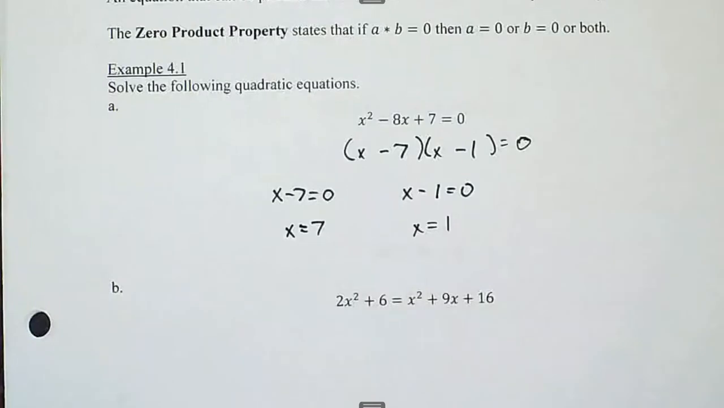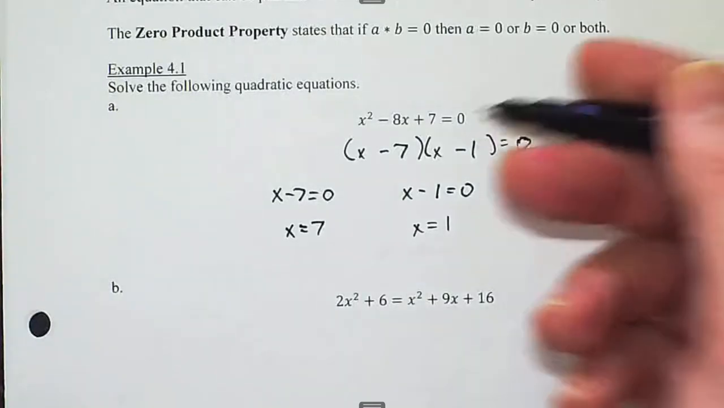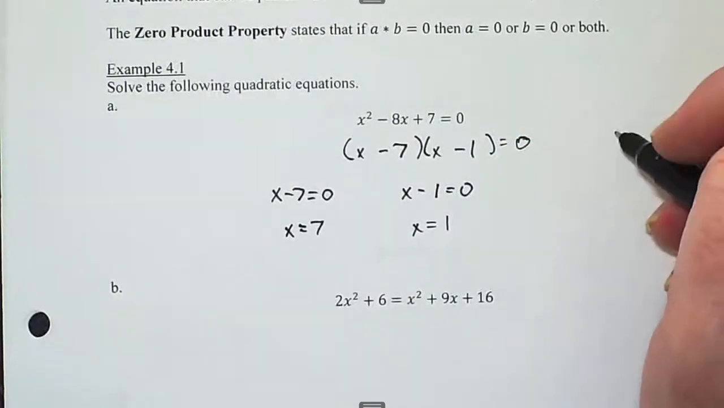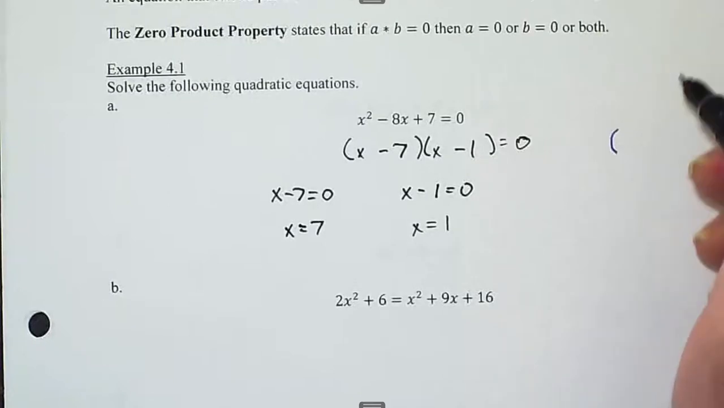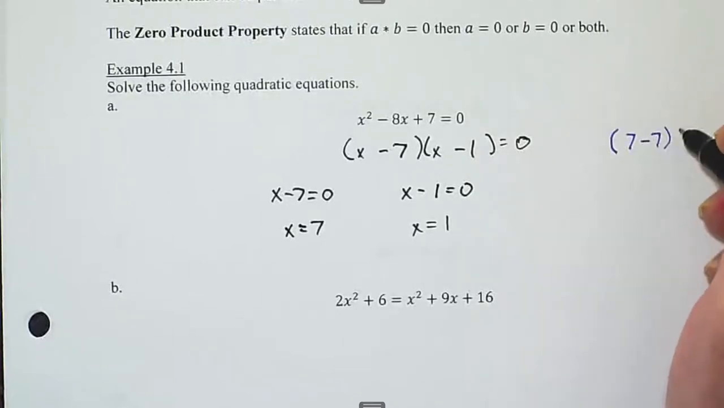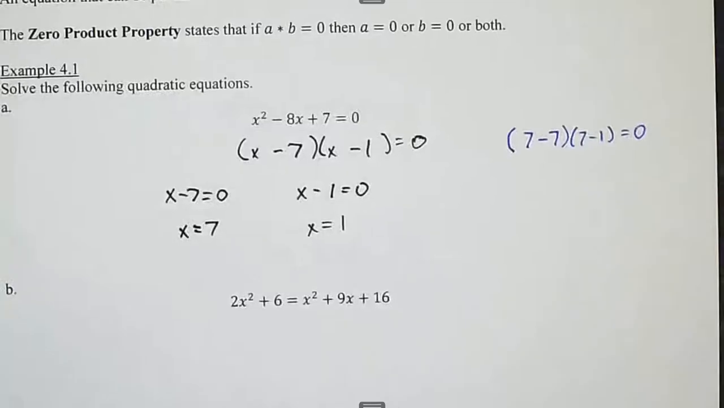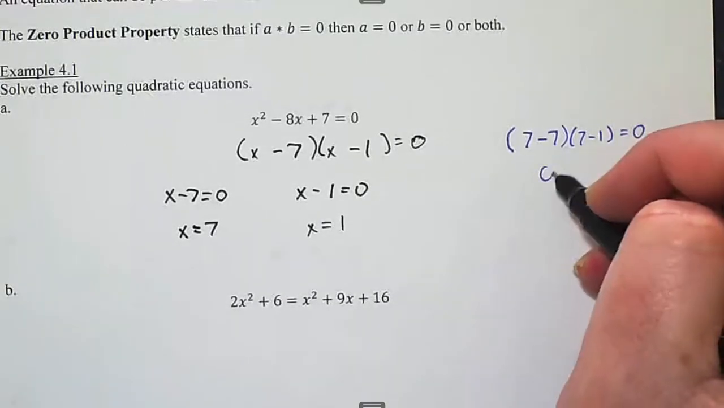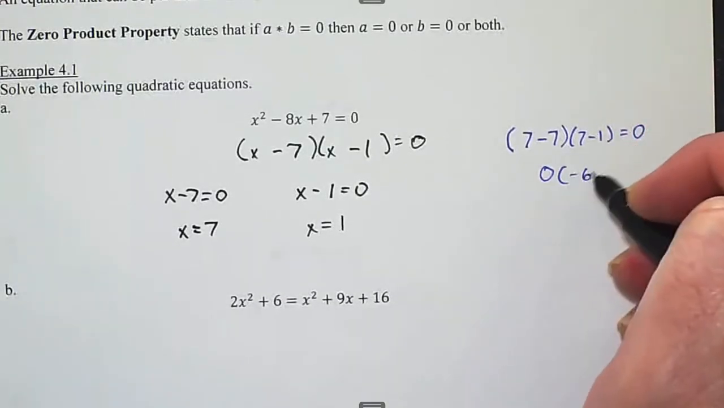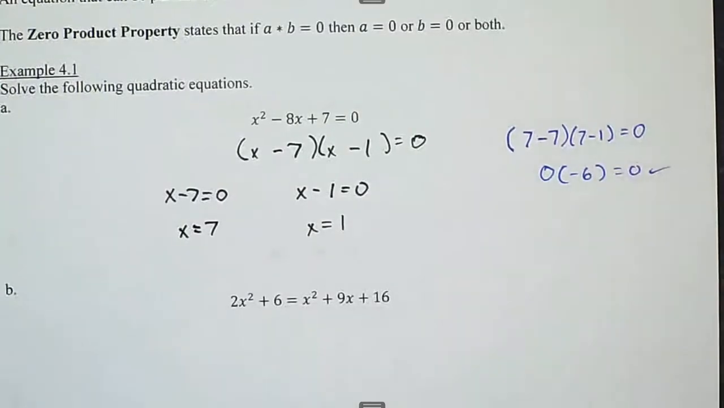Let's check our work. Now, we could check the original equation, but why don't we just check the factored version? Is that a true statement? Well, what's 7 minus 7? 0. 7 minus 1, I really don't care what it is. It doesn't matter because 0 times anything is 0.